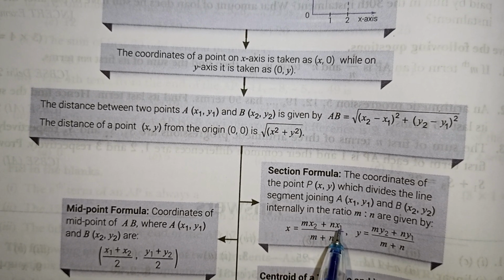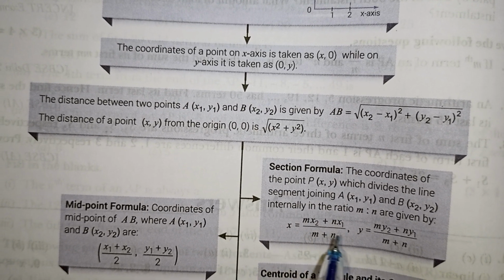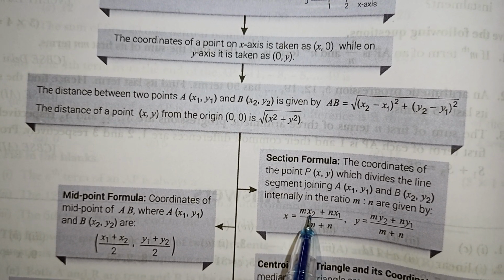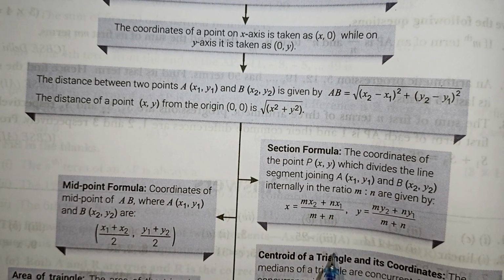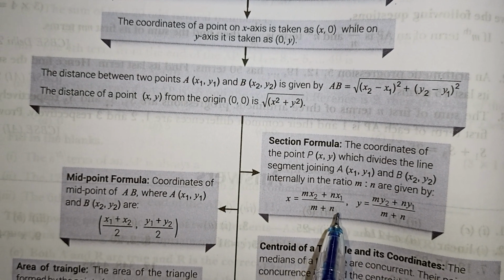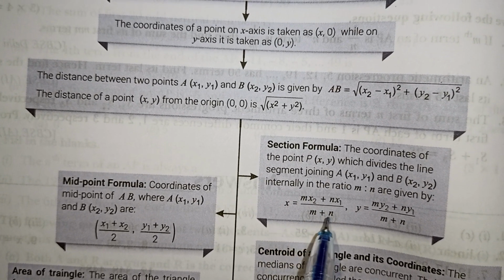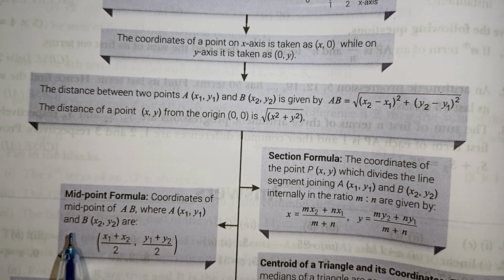This we can write very easily. First fill the m and n. Then for the x coordinate only the x values should be used. For the y coordinate only the y values should be used. But you should not use 1 and 2 in that order. First you use the 2, then you use the 1. That will be the correct answer. The same formula, if the division is external, the plus symbol will be replaced with a minus symbol. That's it. Now midpoint.